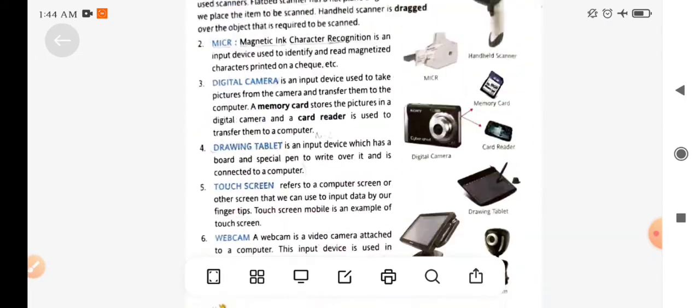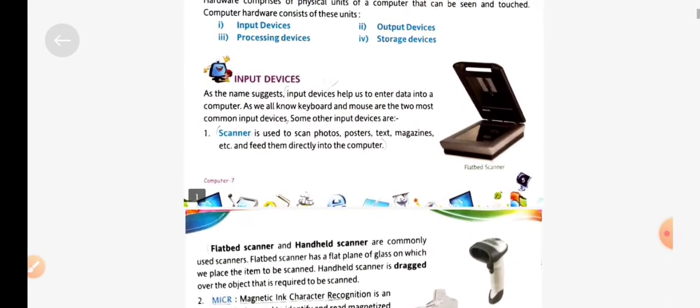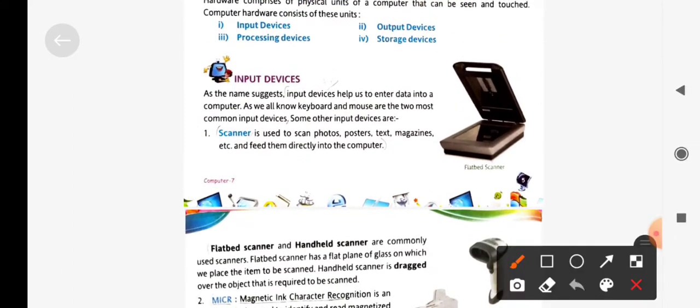Over here, now from the first portion you have to write down, scanner is used to scan photos, posters, text, magazine, etc., and feed them directly into the computer. Okay, after that examples also it is asking now. So open the page number 6. On the first line you can see we have this flatbed scanner and handheld scanner are commonly used scanners. Fine, so this is the oral question first answer. This you have to write down in the first answer.